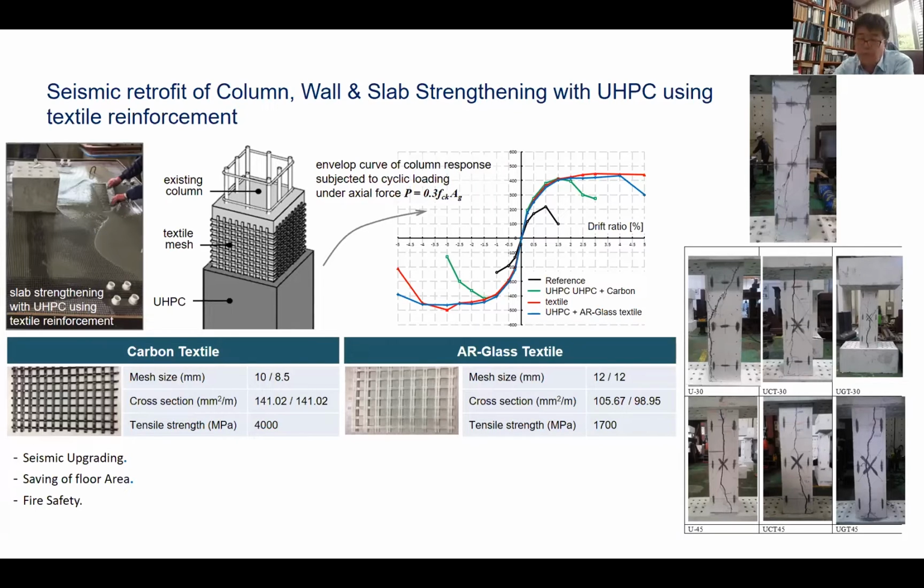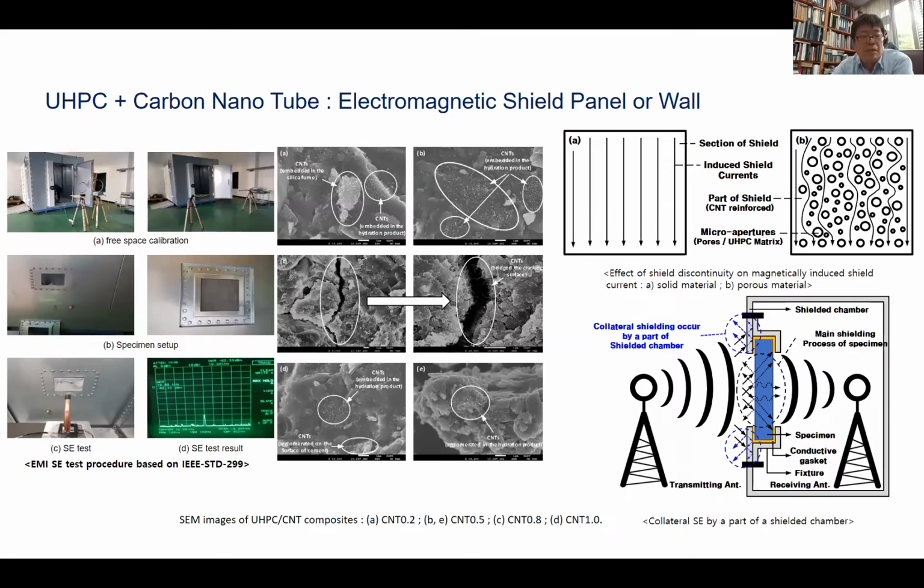So we performed this test program, then got nice results for strengthening of the existing building frame. This is a very interesting application. We mixed in carbon nanotube to increase the efficiency of an electromagnetic field shield panel.